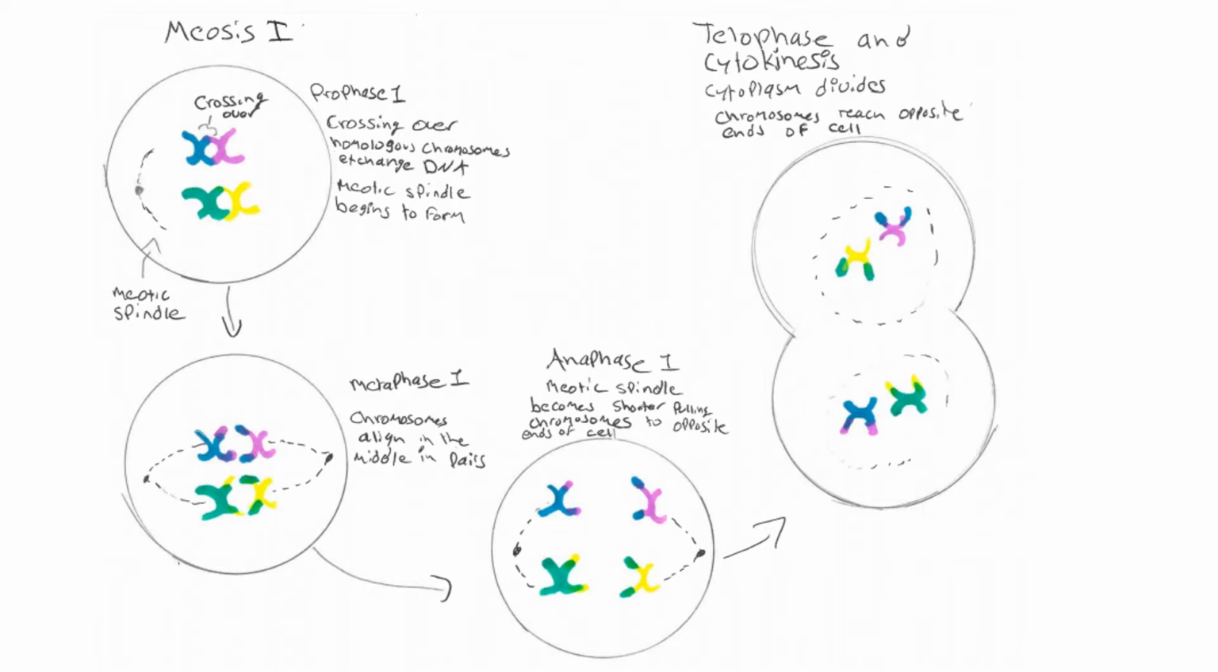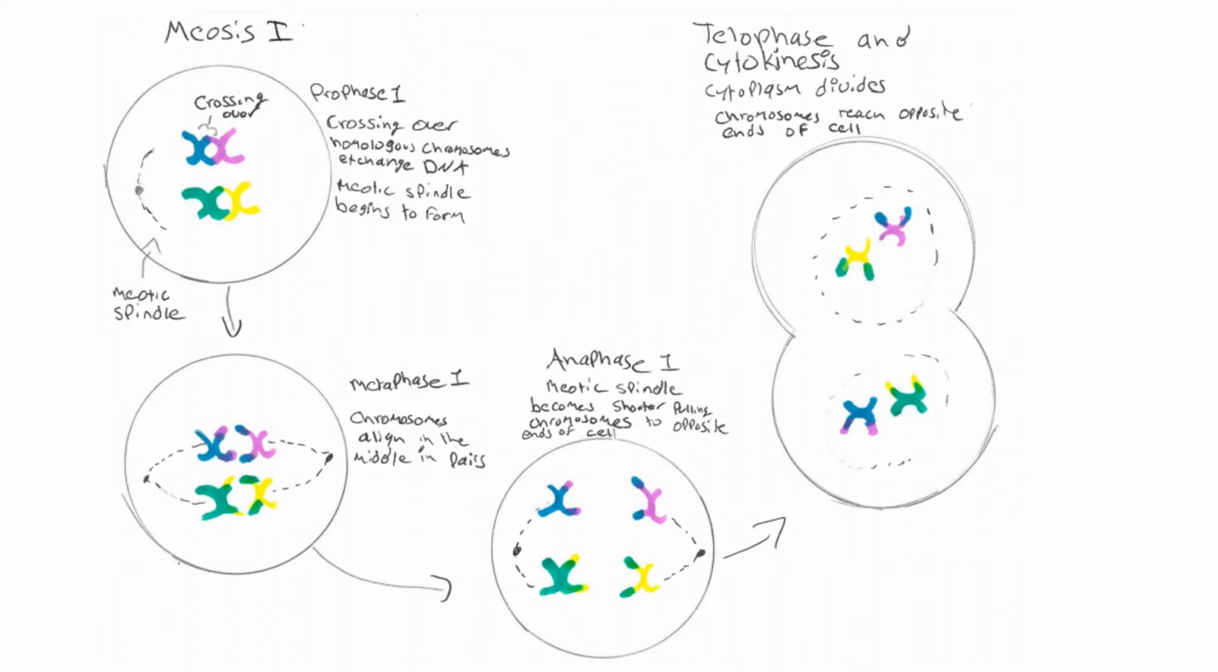The homologous chromosomes are very close to one another. They're actually so close that they're physically touching each other. And everywhere they're touching, they begin to exchange DNA or genetic material. This is the process that we call crossing over.